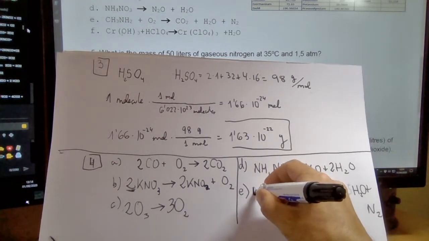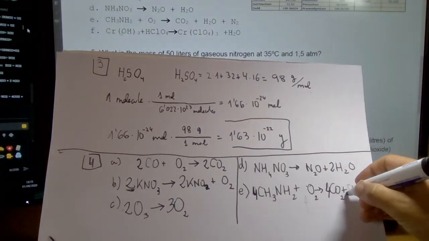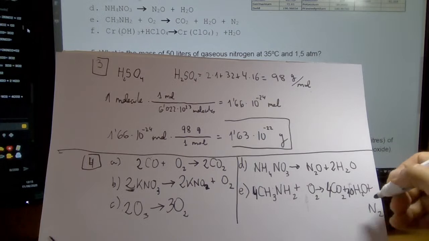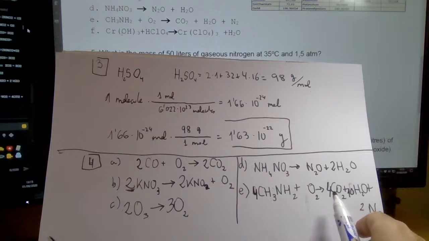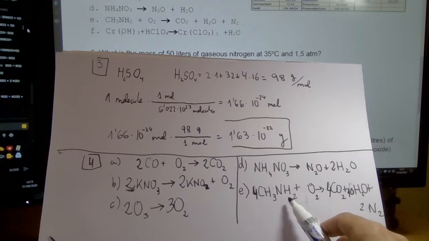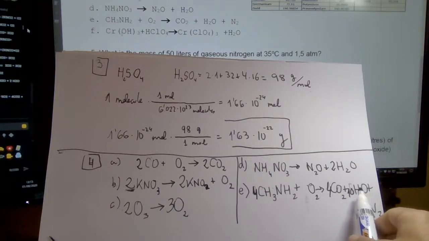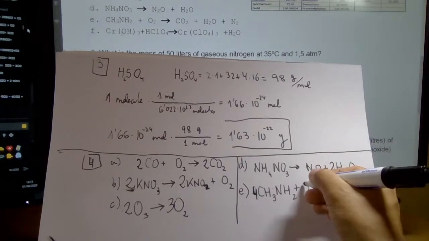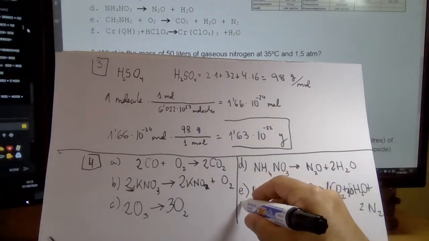4, 4, 10, and 4. So we have 4 nitrogen, 4 nitrogen, 4 carbon, 4 carbon, 20 hydrogen, 20 hydrogen, and oxygen we have 8 and 10, 18. So we write 9 here. Okay, this is interesting, this is difficult.